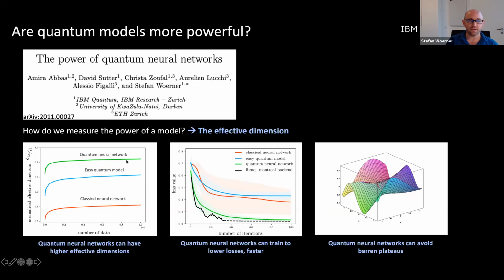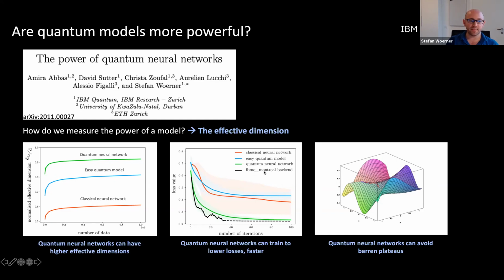To also illustrate this on a practical task, we trained these different networks on a simple problem. I think this was a subset of the IRIS data set. And you see here the number of training iterations and the resulting loss function. And you see the red, blue, and green line are classical simulations, the red of a classical neural network and the blue and the green of quantum models.